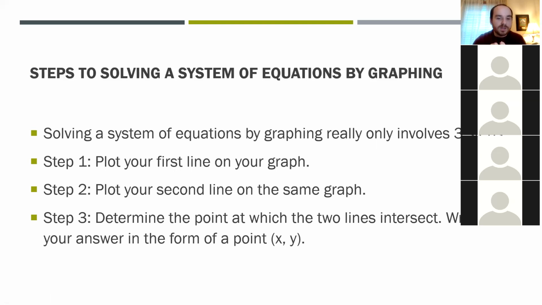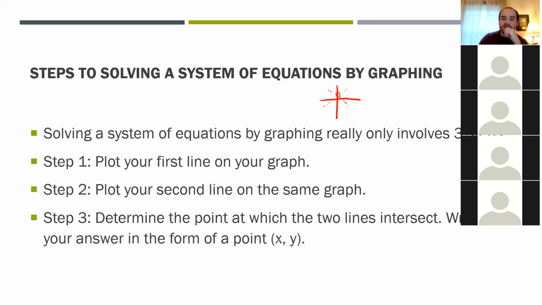The second step is to plot your second line on the same graph. So if you have one chart that looks like this, and you're going to plot your first line, plot your second line on the same graph. And then step 3 is just determine the point at which the 2 lines intersect. Your answer is always going to be in the form of a point.